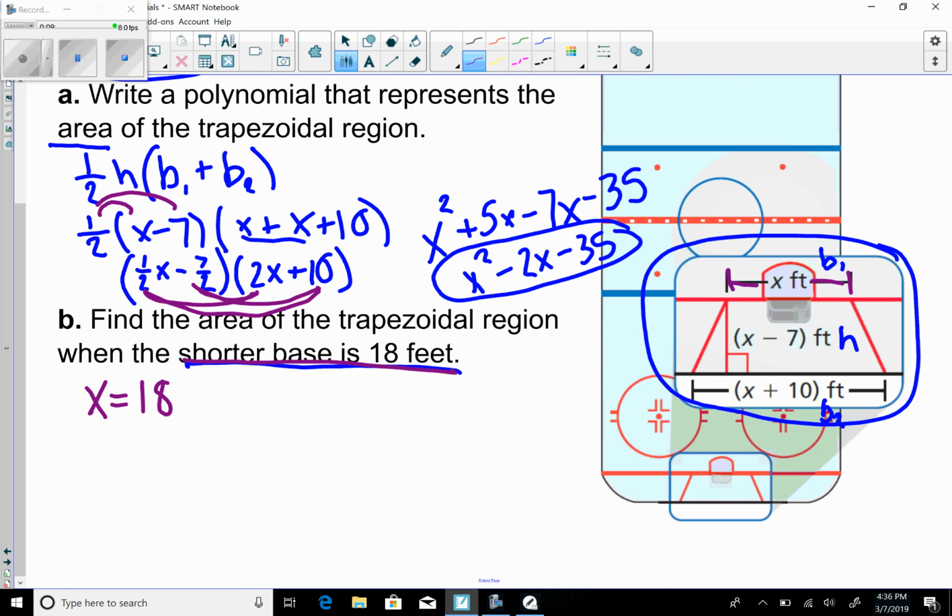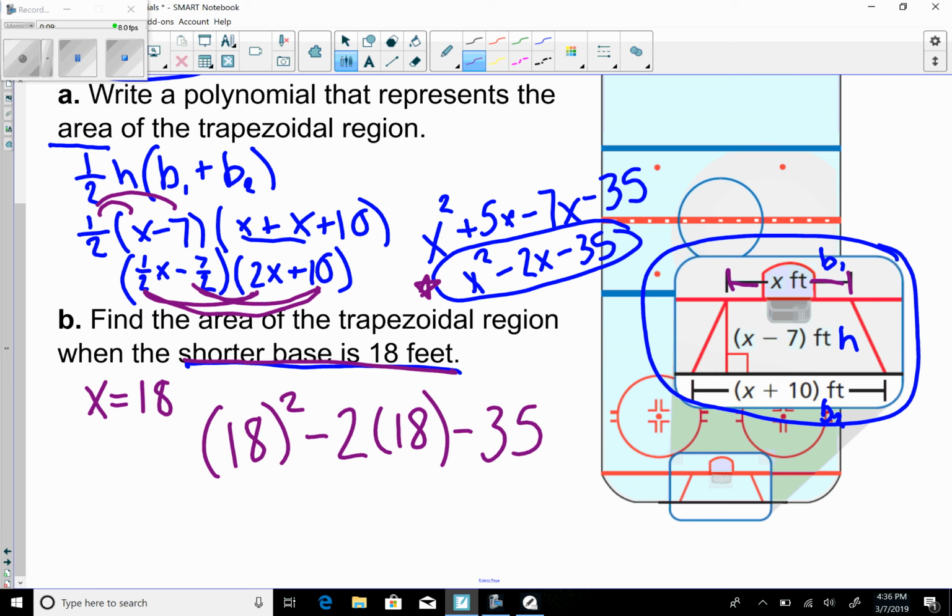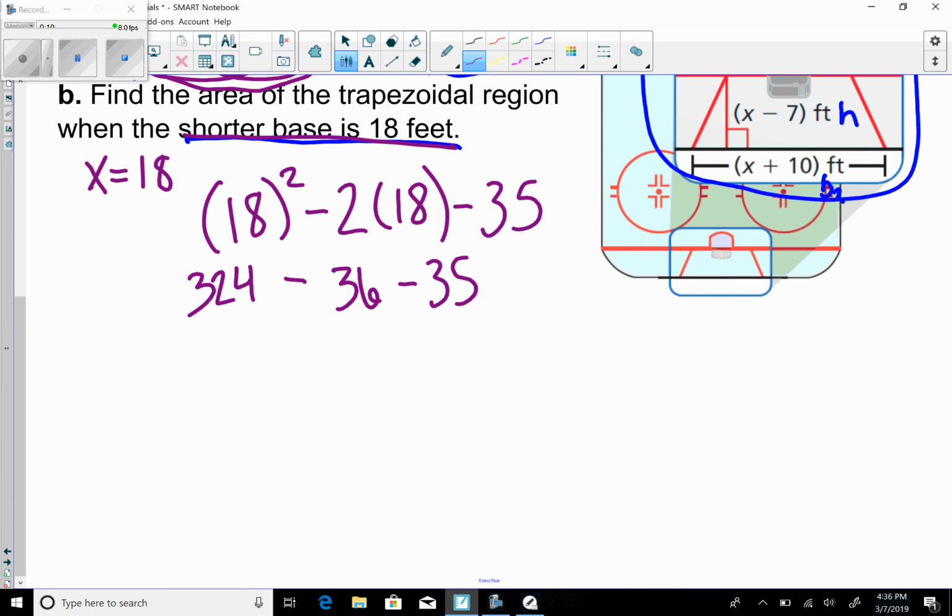They make it sound more intimidating than it actually is. So really you're just taking 18. So 18 squared minus 2 times 18. So I'm just taking this polynomial up here and I'm plugging 18 in wherever applicable. So then, let's see, if we take 18 squared, that gives you 324. 2 times 18 is 36. And then minus 35. So if we just combine all of those, 324 minus 36 minus 35, 253.